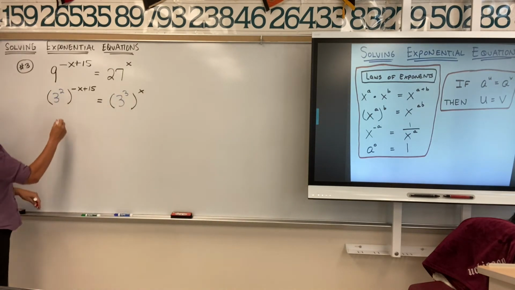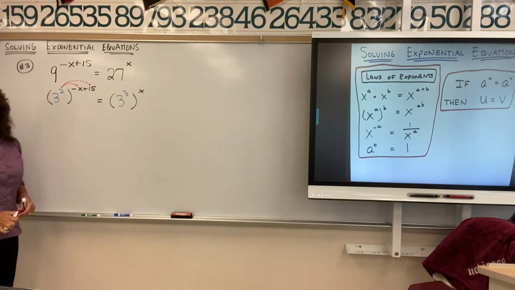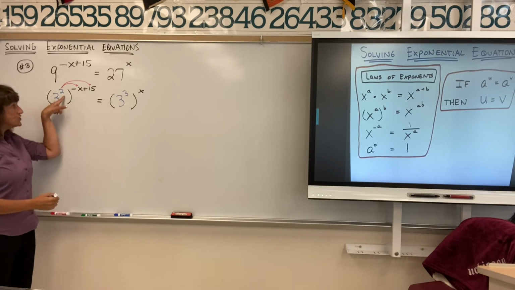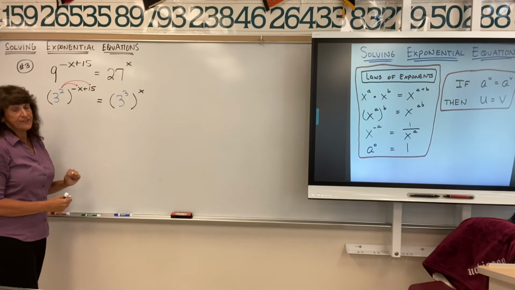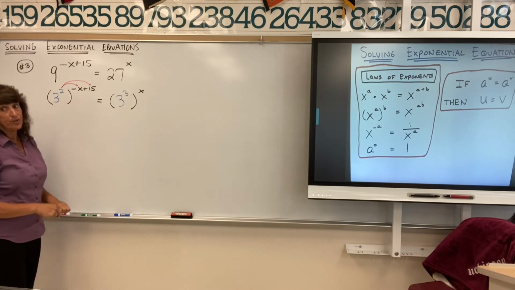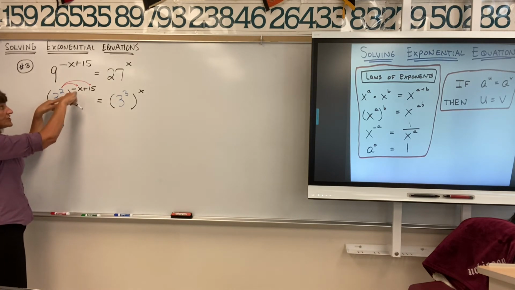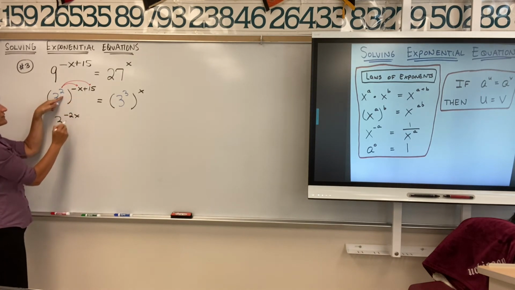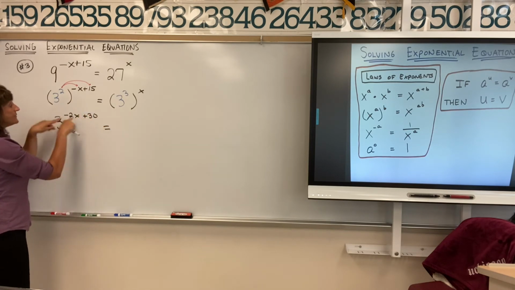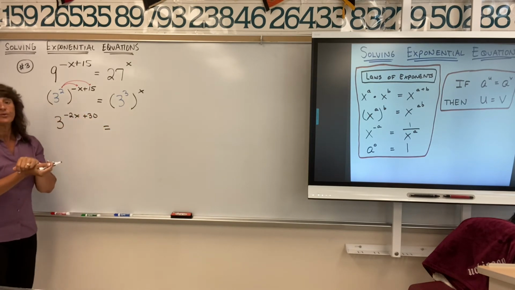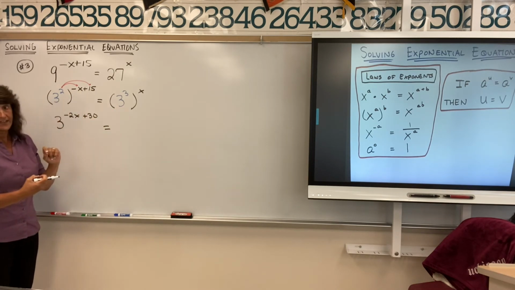Be careful when you multiply these exponents, because you're going to have to distribute the 2 to each term. Make sure you take the 2 and multiply it by the quantity negative x plus 15, which means the 2 has to be distributed. So on the left side you have 3 raised to the 2 times negative x, so negative 2x, and then 2 times 15, so plus 30. You're distributing the 2 to the binomial and the outside exponent.